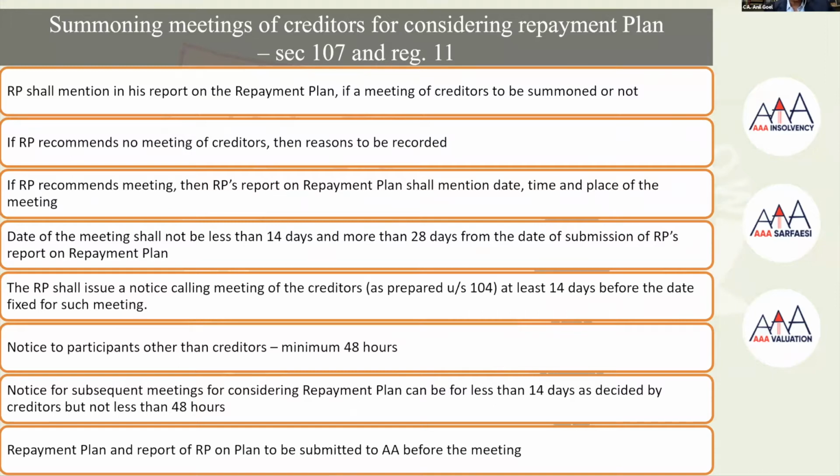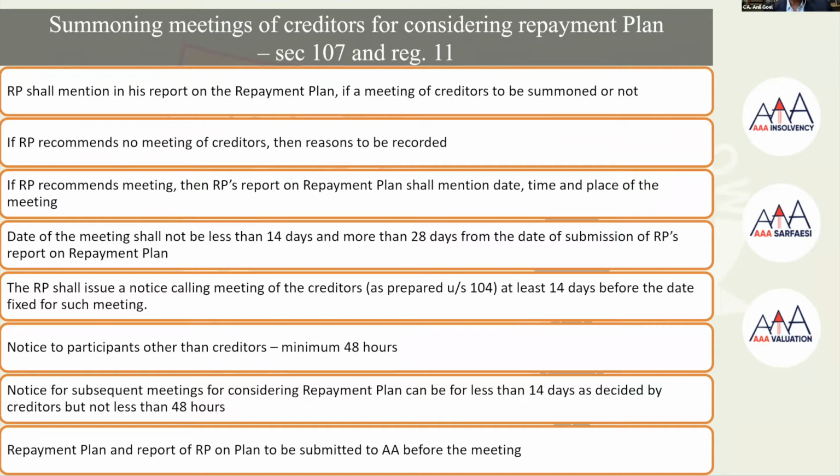In case you can see that the date of meeting shall not be less than 14 days and more than 28 days from the date of submission of the RP's report on repayment plan. The RP shall issue a notice calling meeting of creditors as prepared under section 104 at least 14 days before the date fixed for such meeting. So all this is required when there are many creditors.